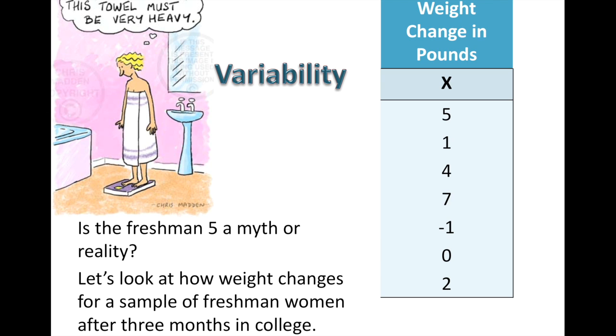Okay. So let's take a look at a real example here. So we're going to use the freshman 5, right? The myth is that when students go away to college, they gain 5 pounds. We're going to try to find out, is that myth or reality? So we're going to take a look at weight changes in pounds. And so again, you see here, these are your raw scores. You have somebody who gained 5 pounds, somebody who gained 1 pound and 4 pounds and 7 pounds, somebody who lost a pound, all right, so -1, someone who remained constant, they didn't gain or lose any weight, and then the last person there gained 2 pounds, right?